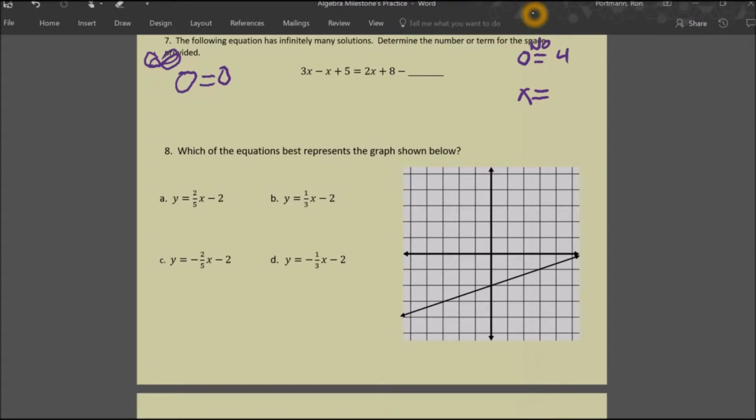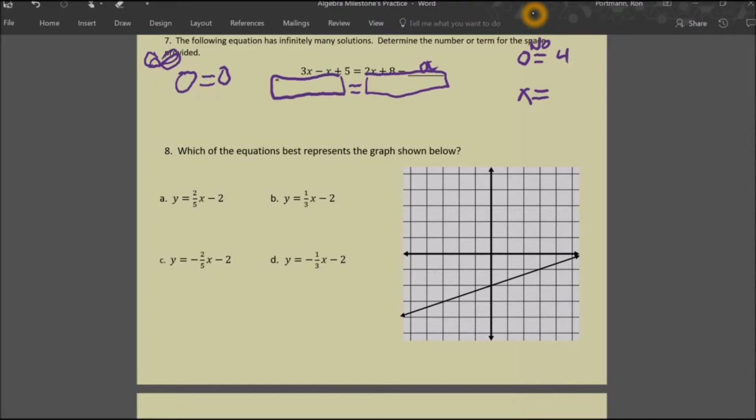We just got to figure out what this number is. Let's call this A. We got to figure out what A is. All right, so we're just giving this a letter, okay? We're just assigning it a name. Well, what we're going to do is we're going to say 3x minus x, so we're going to do our integer room, variable room here. And when we change the side, we're going to change the sign.